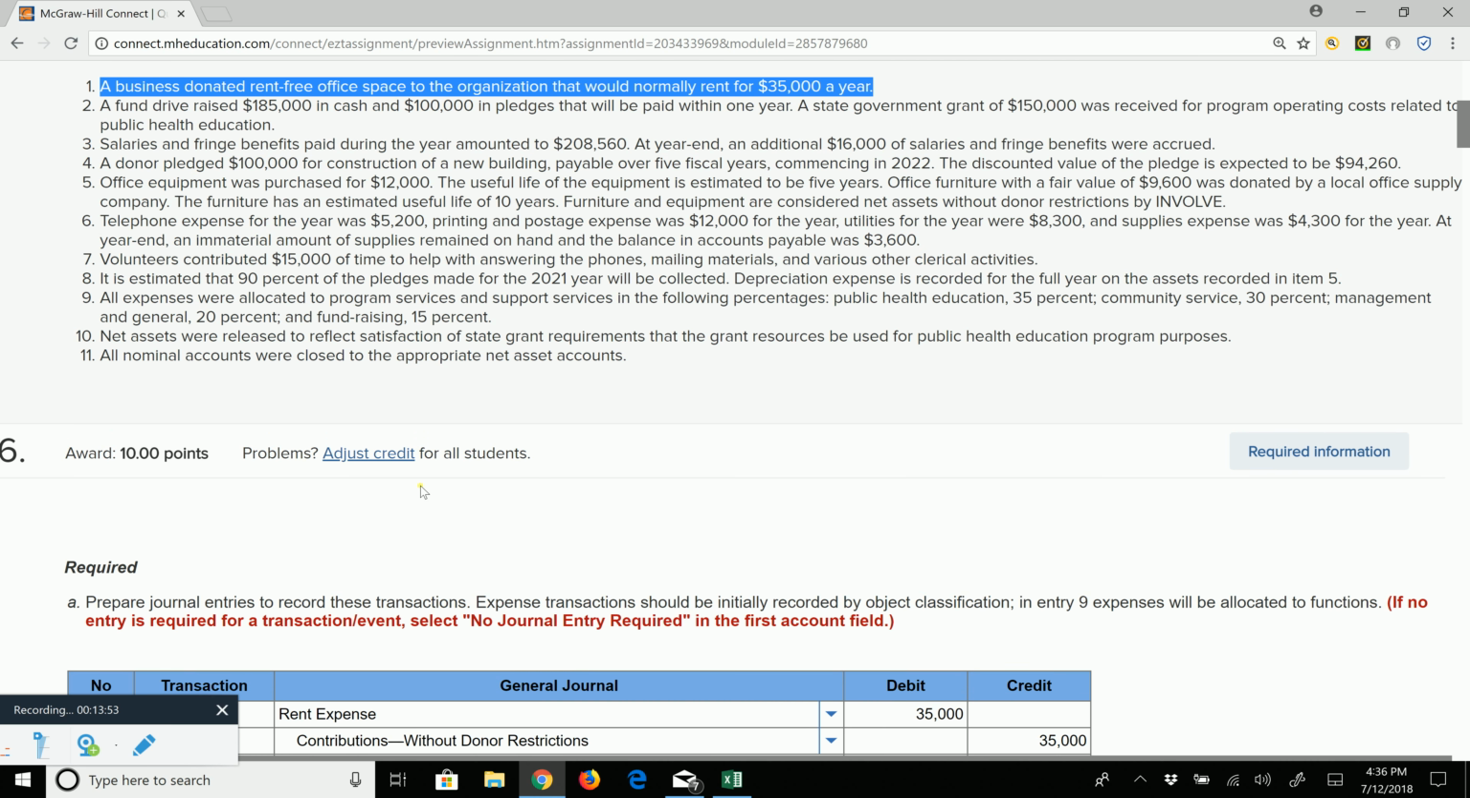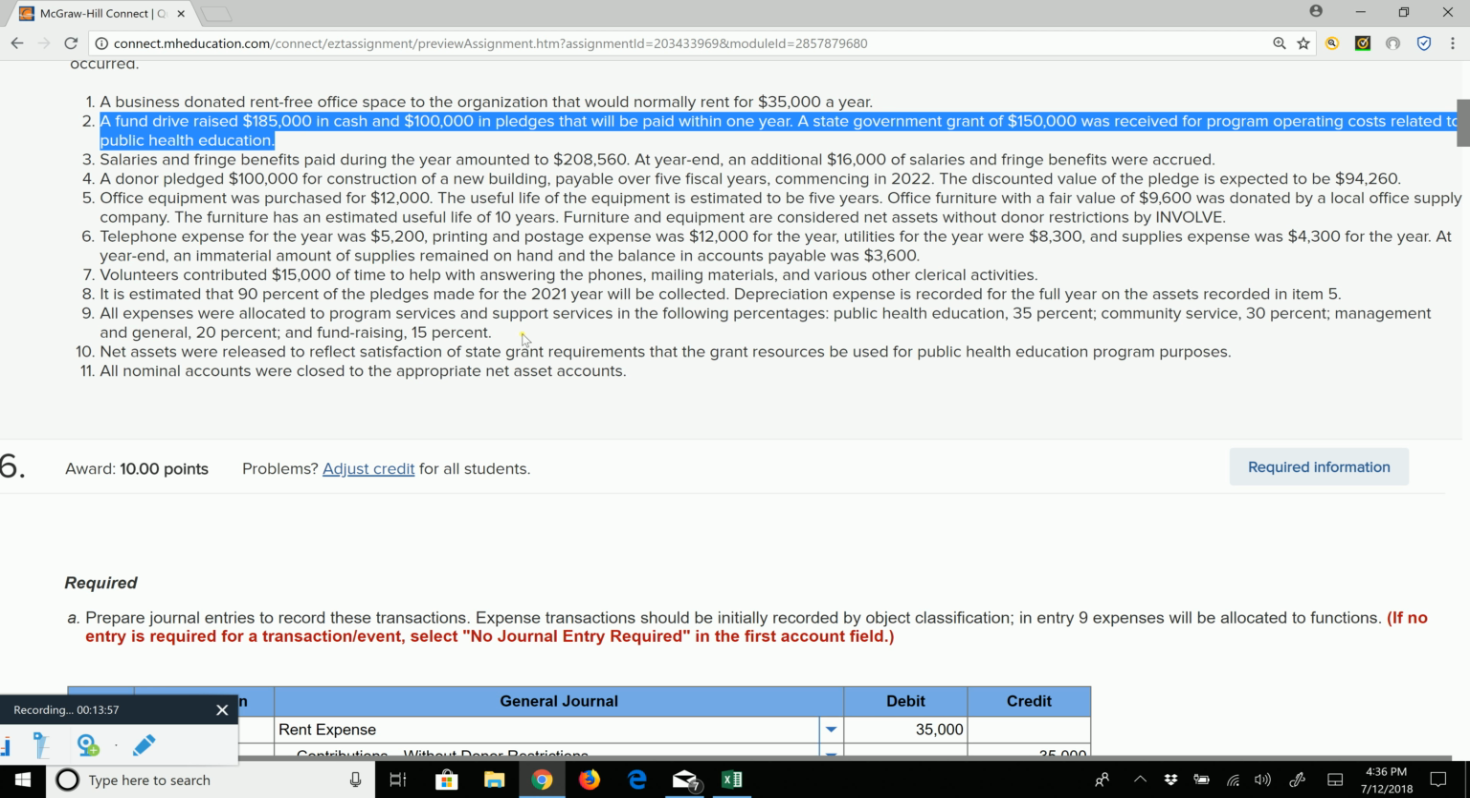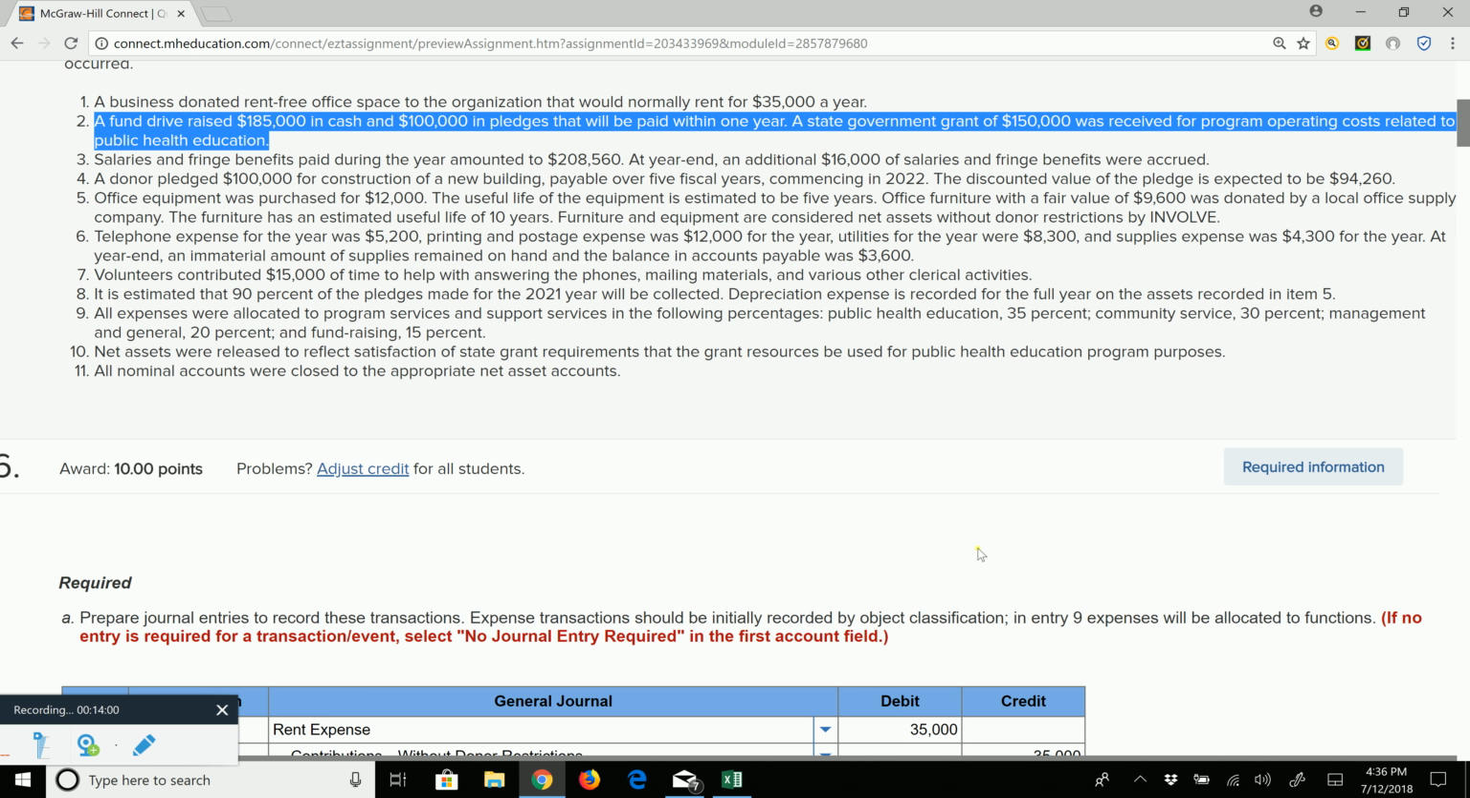So without donor restriction. Number 2, there's a lot going on here. So let's read this and make sure we understand it. A fund drive raised $185,000 in cash, as well as $100,000 in pledges that will be paid within 1 year. As you recall, I hope you recall, let me refresh your memory, a pledge simply means a promise to give. And if it's an unconditional promise to give, we're going to record it as a contribution. If it's a conditional promise to give, we won't record it just yet. A state government grant of $150,000 was received for program operating costs related to public health education. I need you to remember that, public health education, because it's going to come into play a little bit later on in this homework problem.